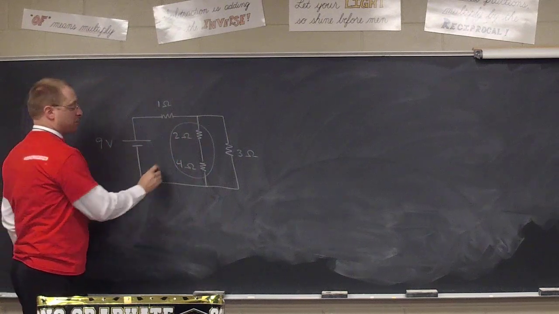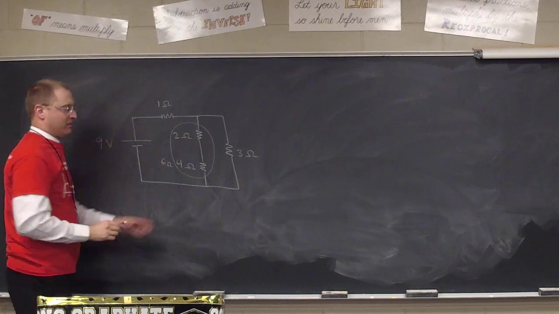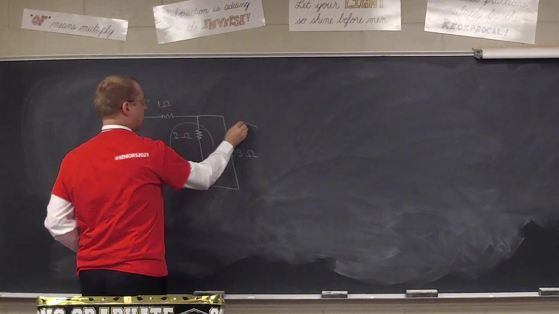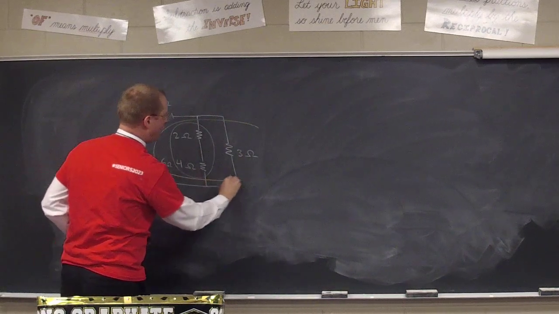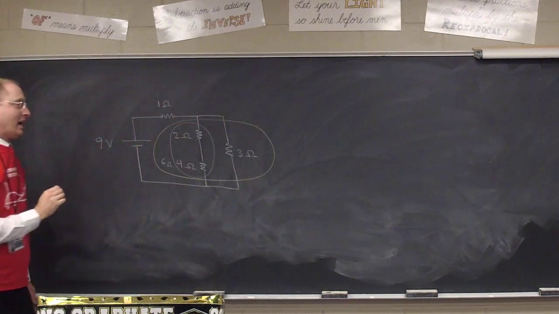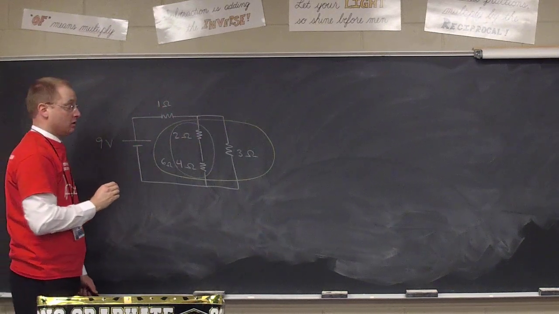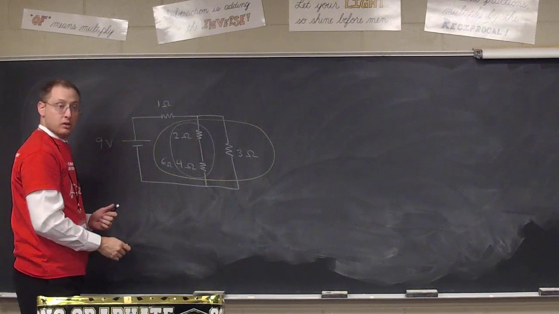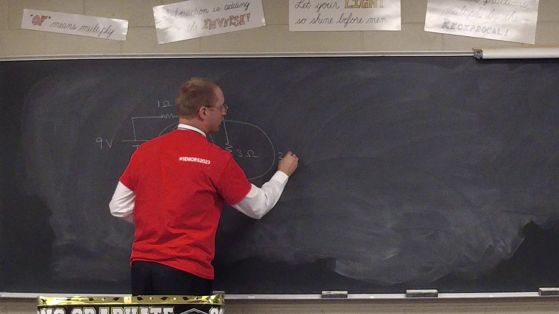Should have identified that this branch has 6 ohms. This branch, of course, just has 3. Differentiate with some yellow chalk here. All of this, then, has how many ohms of resistance, class? 6 and 3 in parallel? 2 ohms, using the reciprocals.